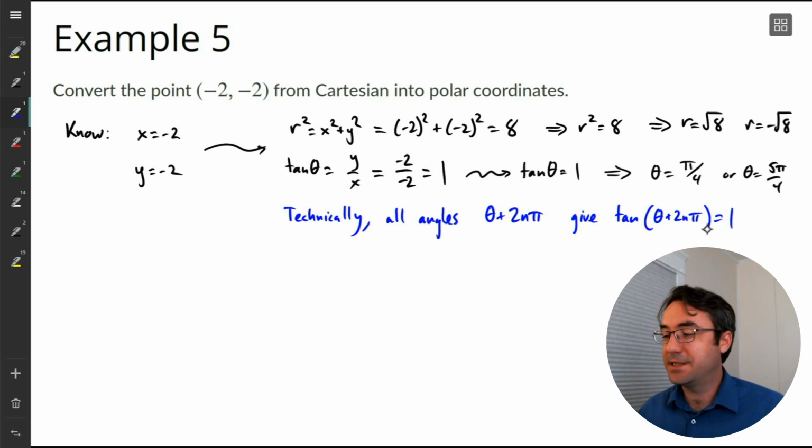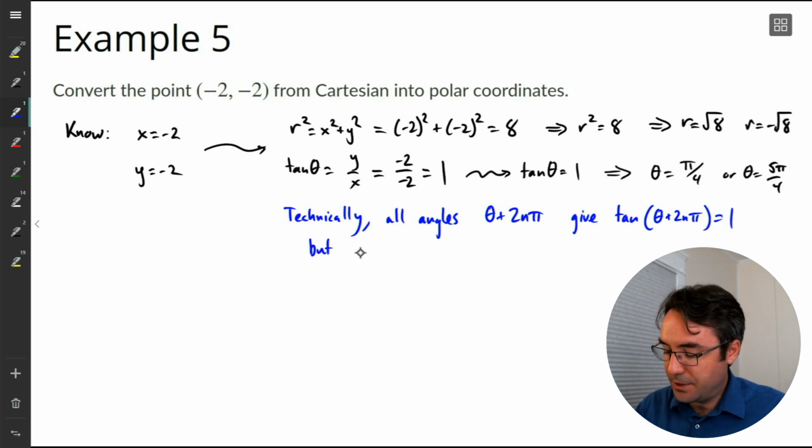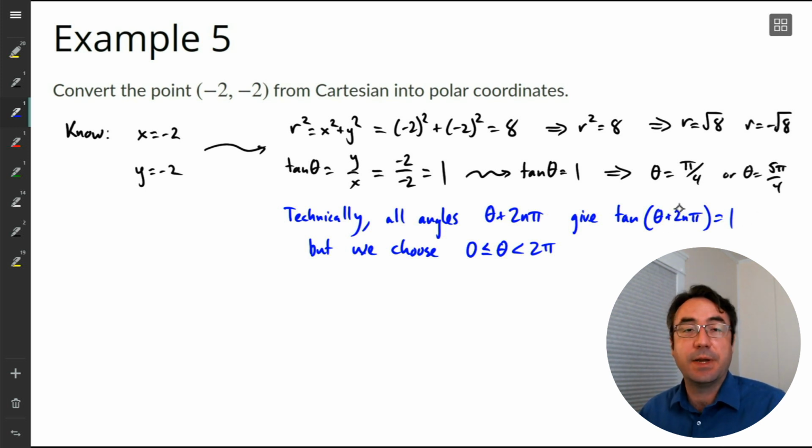But to keep things nice, to keep things simple, we normally choose our theta values to be between 0 and 2 pi. Technically, there might be very few occasions where you want to pick a bigger angle or a negative angle. But for the most part, we'll keep them in between 0 and 2 pi. So we're only looking at pi over 4 and 5 pi over 4. But just be aware, potentially there's other ones out there. So we could add or subtract multiples of 2 pi to either of these, and tangent would be equal to 1 at those angles.